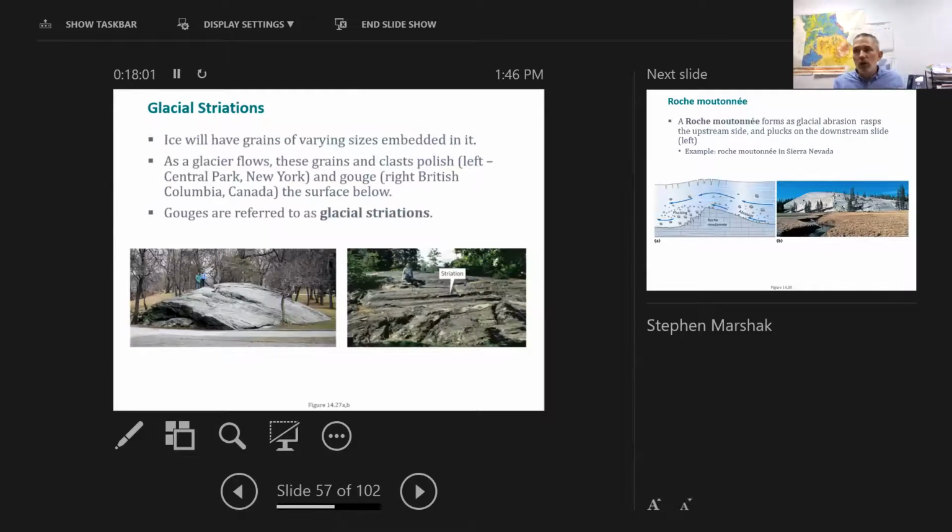So when a glacier moves over a region, it's going to have little bits of rock in it. And if the glacier is moving in the same direction time after time after time again, it's going to create basically indentations and grooves in the existing bedrock. We call these striations. And so we can see these striations in New York.